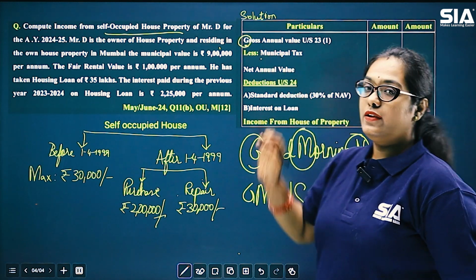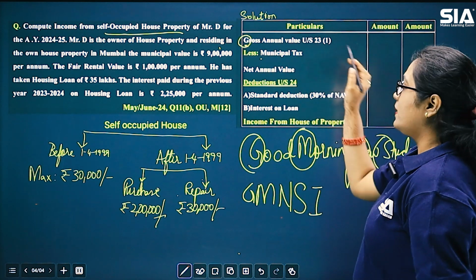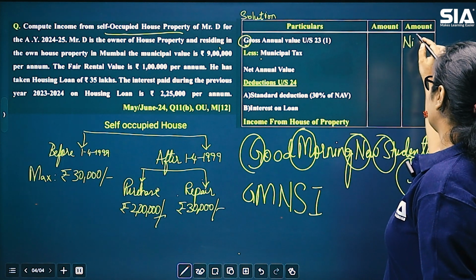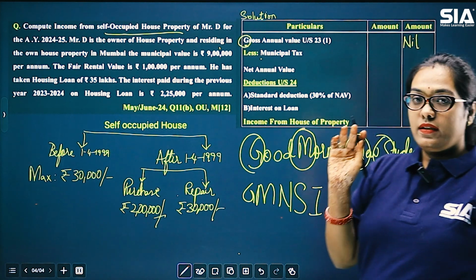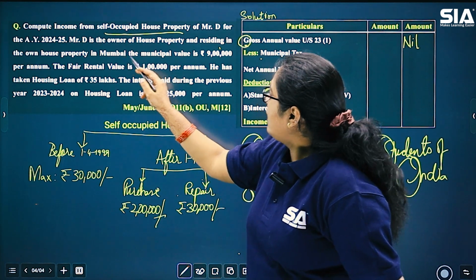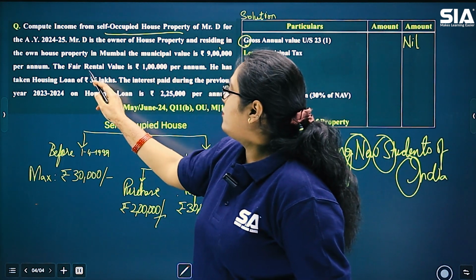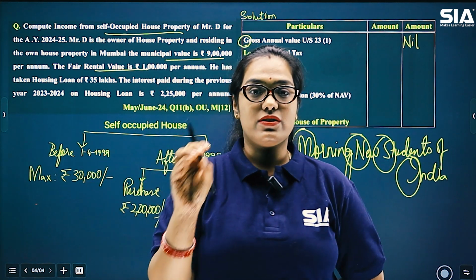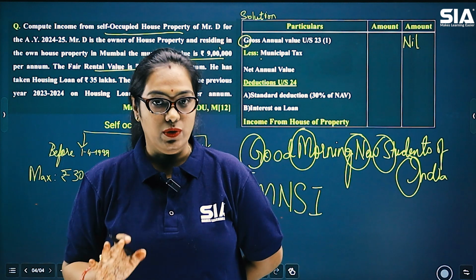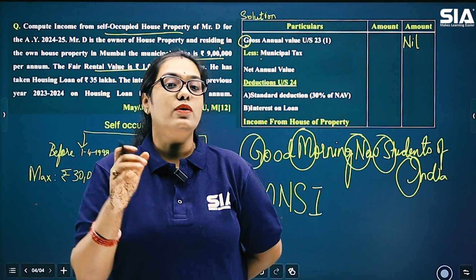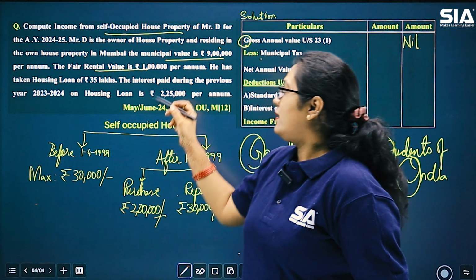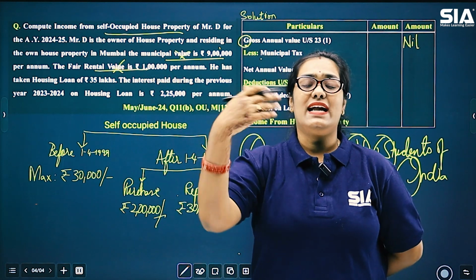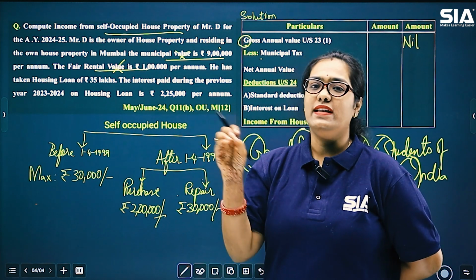So here our gross annual value under section 23 subsection 1 is going to be nil. Then the next thing is we have municipal value of the house given, fair rental value. All of these are not for us in case of self-occupied house. That is, it is of no use for us because the annual value is zero. So there is no requirement of municipal value or fair rental value or standard rent value. Anything given to us we can ignore.